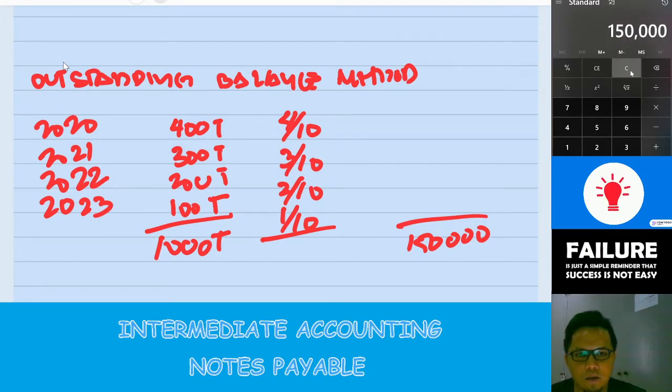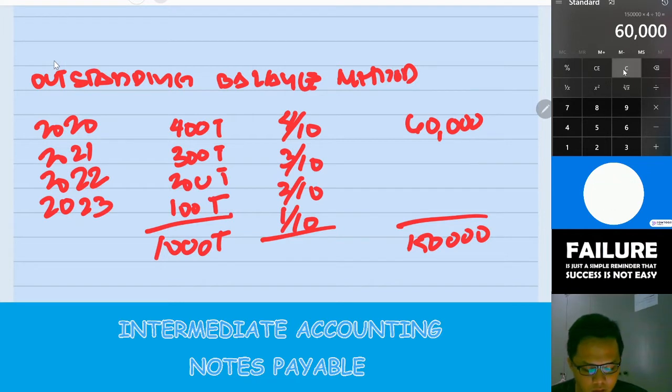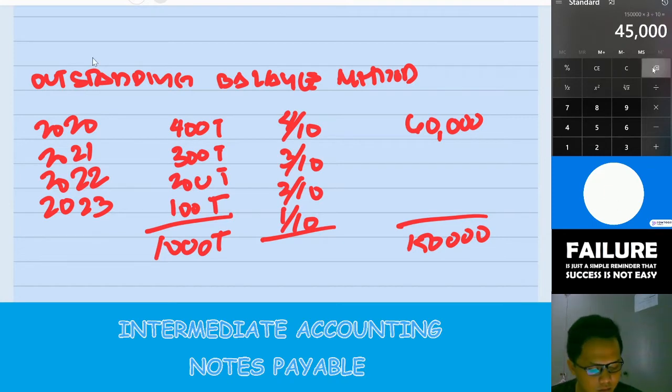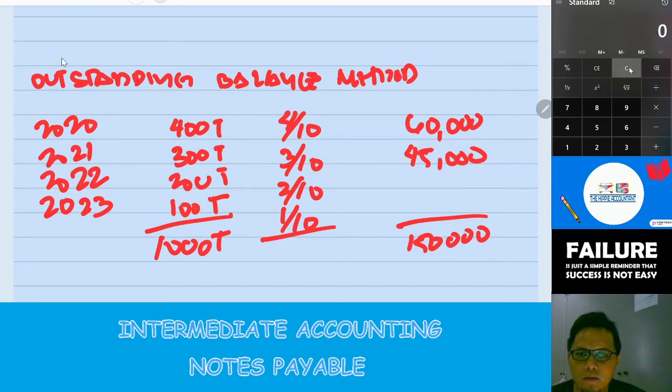So, the point is, in 2020, the amortization of this 150,000 is computed as 150,000, ito yung amount na i-amortize natin, times by the fraction. So, 4 divided by 10. So, that is 60,000. In 2021, the fraction was 3 over 10 or 3 year over 10 years. Diba? So, 150,000 times 3 divided by 10. So, that is 45,000.